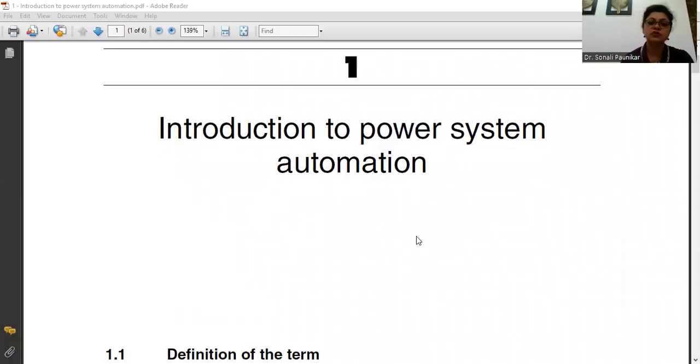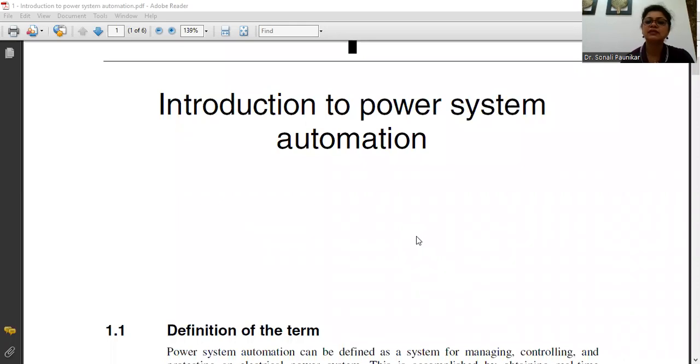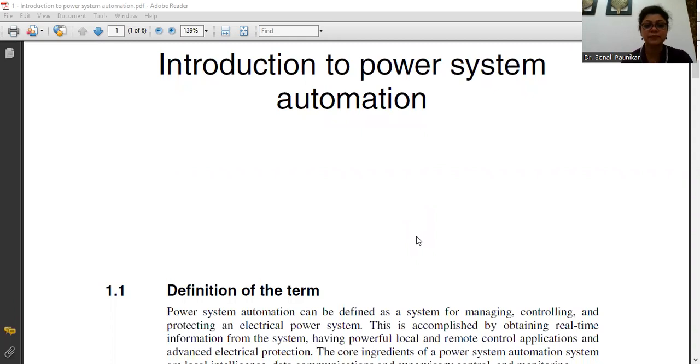Hello everyone. Today we will see the topic on the introduction of power system automation. First we will see the basic definitions or terms related to the power system automation.